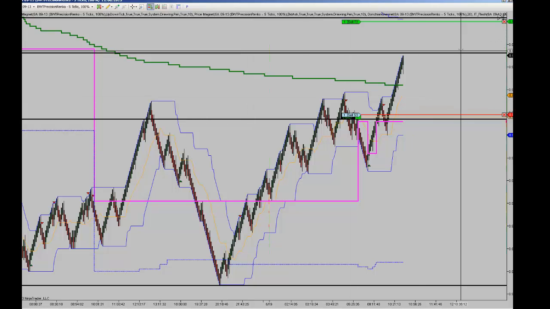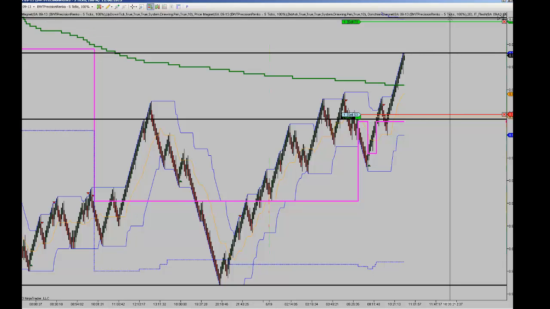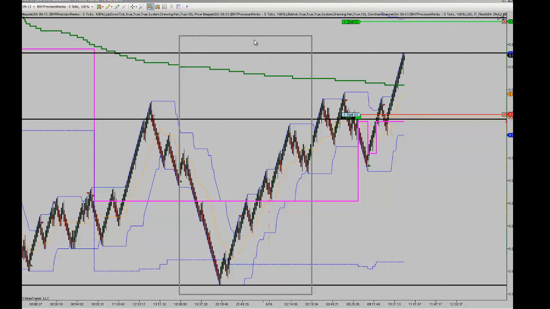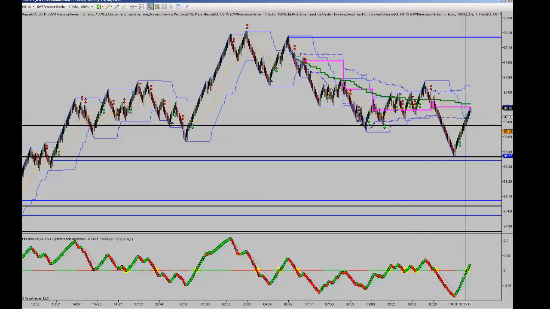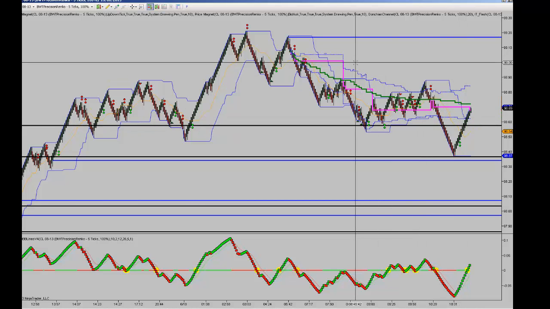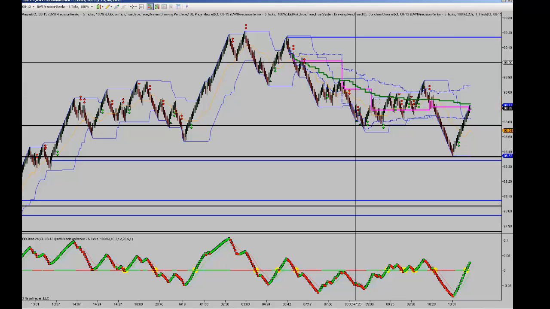You can see now we're coming up to this line here at 94.76. Now let's see what price does here. Okay, and you can see I've got my next target up just before another black line that I've drawn on this chart. I do also want to bring over the crude chart here. This is crude oil. This is the August contract.